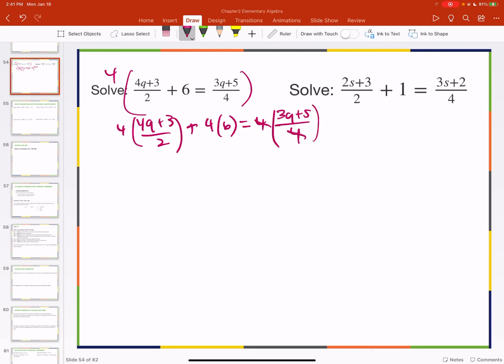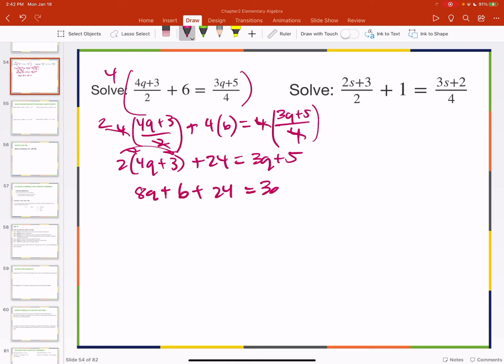So that cancels. This goes into here twice. 2 times 4q plus 3 plus 24 is equal to 3q plus 5. So then distributing, we get 8q plus 6 plus 24 is equal to 3q plus 5. And then 8q plus 30, because it's simplifying, right, is equal to 3q plus 5.